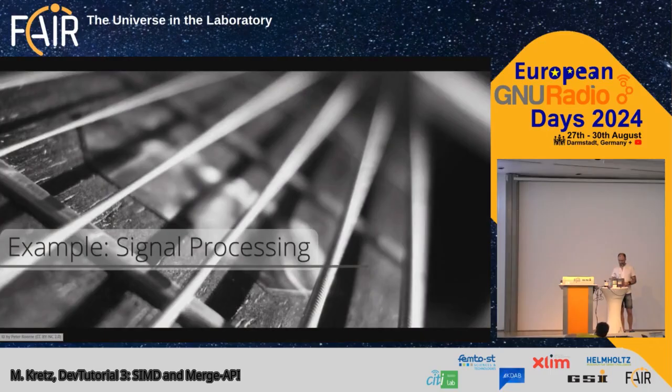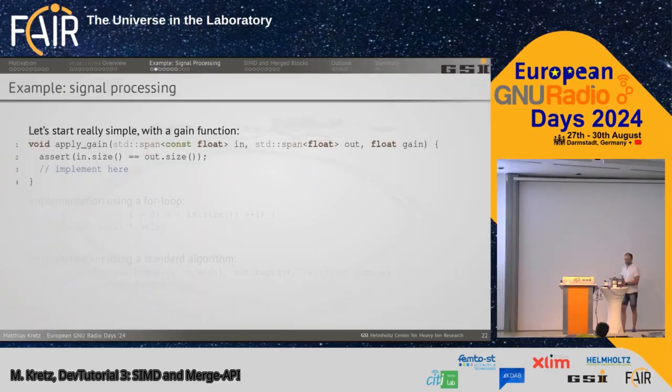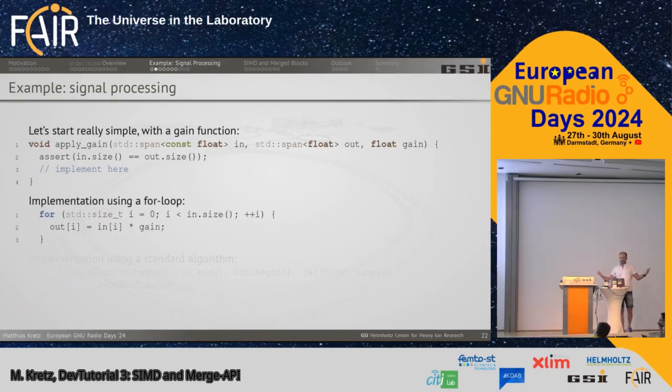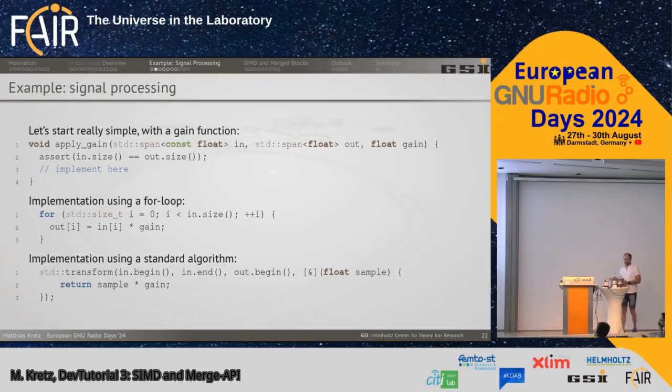Okay, let's do some signal processing. You all know signal processing, so we can go fast here. This is very similar to a process bulk function. We're getting in a span, we want to put out through a span, and I'm just implementing a gain here. From now on, we're going to assume the precondition that the size is equal. And there's this simple implementation using a for loop, seen it all the time. And we can also do this using a standard algorithm.